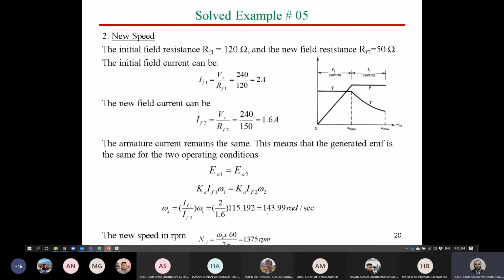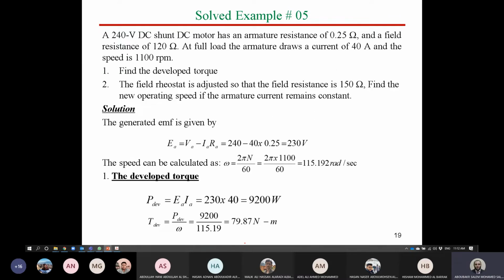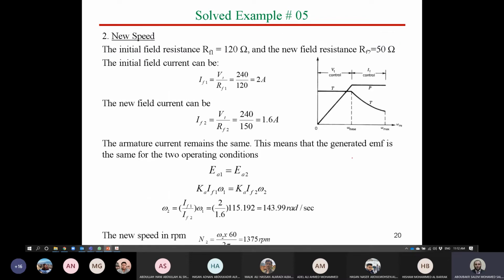Now the speed is 143.9, which means 1375 RPM. And if we compare this value to the previous value here, we'll find the speed was 1100. So we are working now, Shabab, in this region. Okay, we are working now in this region.